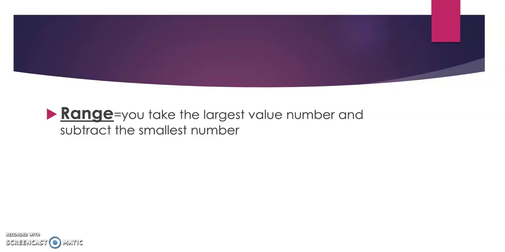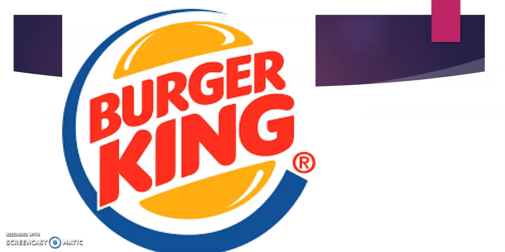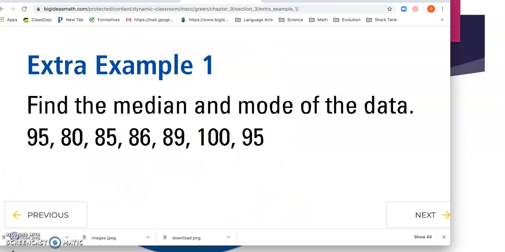Okay, and just so we know that you are watching these videos, our first thing that you have to notice is Burger King. Capital B-U-R-G-E-R, capital K-I-N-G. That is your first answer on your homework. Okay. Let's move on to another example.